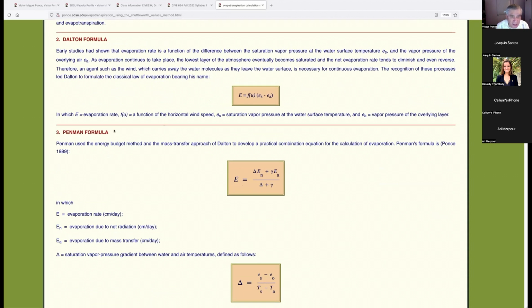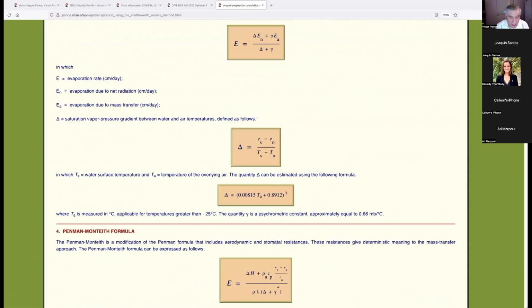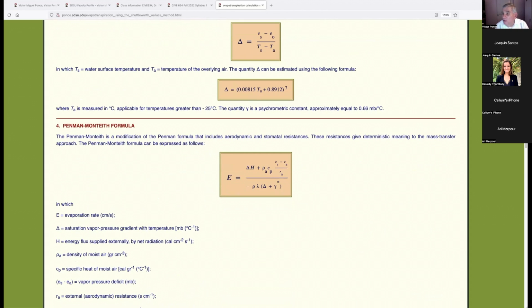So we have in here the Dalton formula, which we all recognize, 1803. Then we have the Penman formula, the combination method, which we all recognize, 1948. And the delta, we already recognize too. The Penman-Monteith formula, which I have already talked about, both vector as well as raster today. What Monteith did is he added all these terms in here.